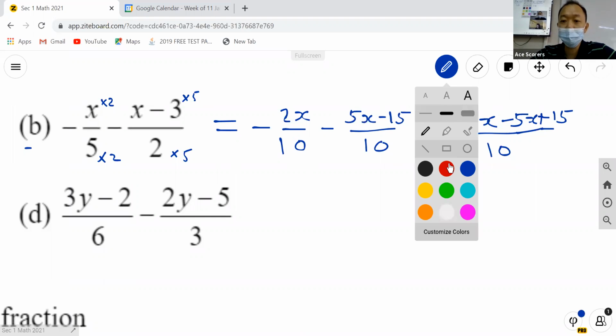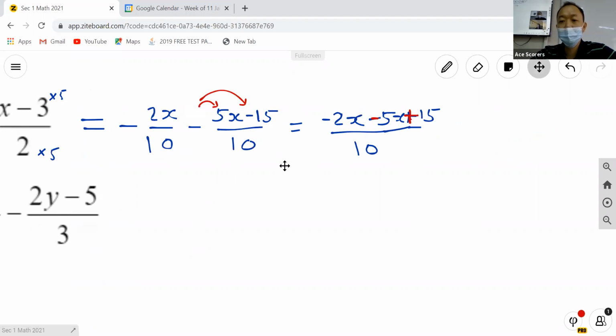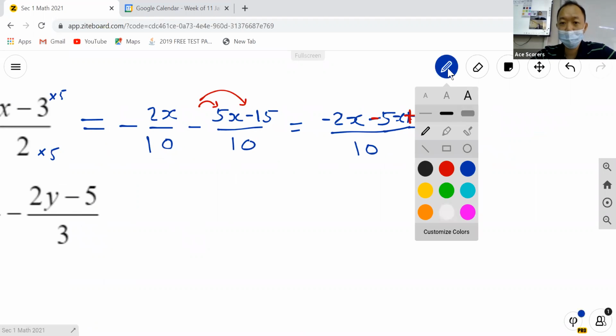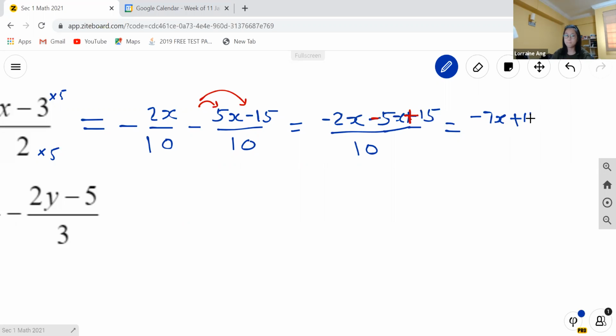Now, why is it plus 15? Because the minus sign rainbows in here, rainbows in here. Okay, so we get a plus. This changes to a plus. And here is a minus 5. So evaluating this, we get minus 2x minus 5 becomes minus 7x plus 15, then over 10. That's all.